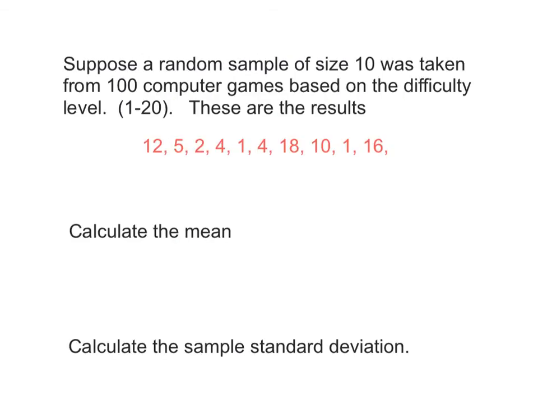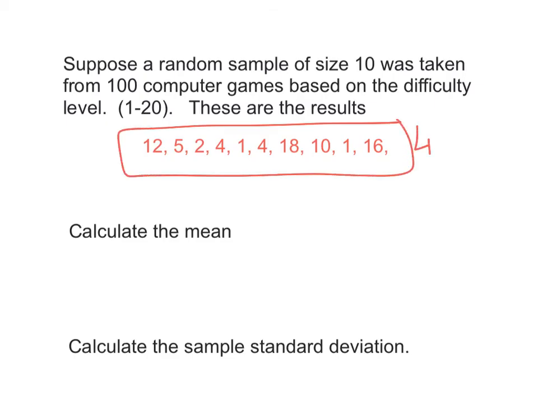Okay, suppose a random sample of size 10 was taken from 100 computer games based on the difficulty level 1 through 20. These are the results. So this represents the difficulty level of a computer game, 20 being the highest, 1 being probably the easiest. Calculate the mean. Okay, so you're sticking all of these in L1. We're running your one variable stats, and you're only putting in L1. There is no frequency list. Make sure there's not an L2 in there. You just have L1.